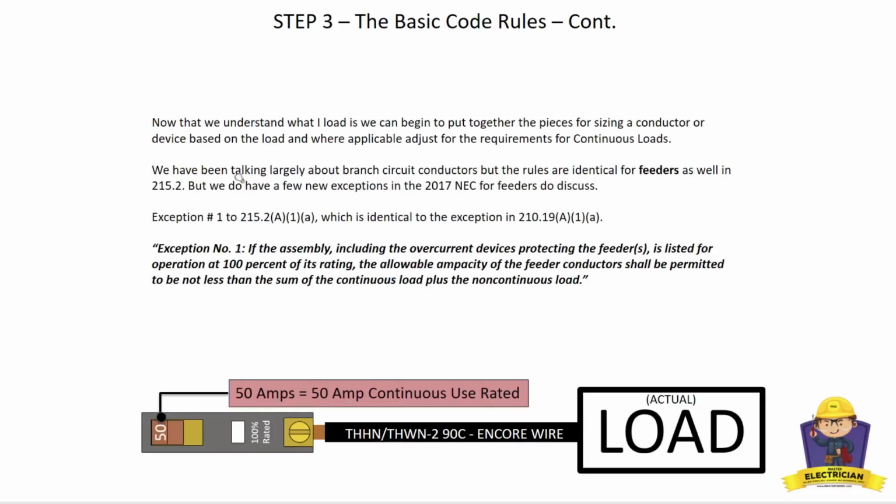Now, we understand what a load is. We determined how to put the pieces together for the conductors and using the tables. We have been talking largely at this point about branch circuit conductors, but I just want to remind you that the rules for feeder conductor sizing are found in 215.2. There are a few exceptions in there that are different from what you get in 210.19(A)(1)(a) and B. So we do want to look at the exceptions. Now, this exception number 1 is an exception to the 125% rule that we just talked about in (A)(1)(a).